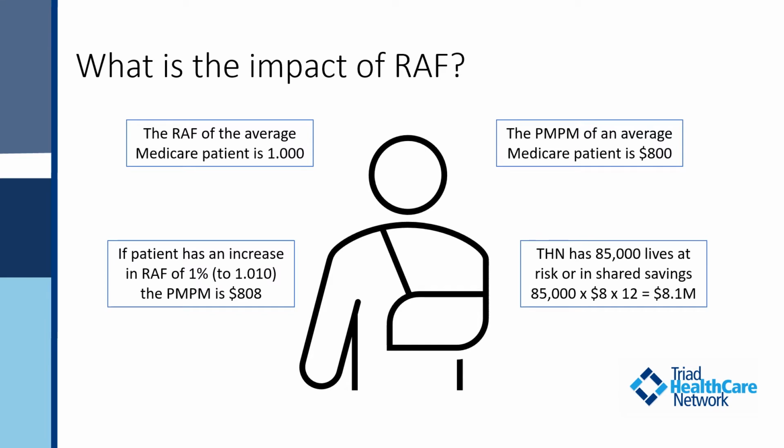So if a patient has an increase in RAF of just 1%, from 1.000 to 1.010, the premium is increased to $808. Now, THN has 85,000 lives in risk or in shared savings contracts. So although an $8 increase per member per month doesn't sound like very much, 85,000 times 8 times 12 is $8.1 million. This is why RAF is important to THN.